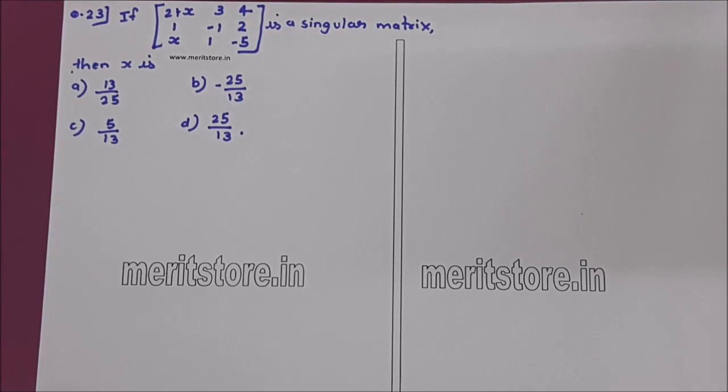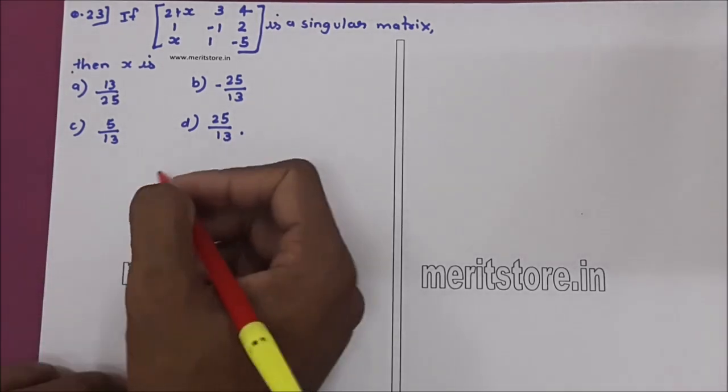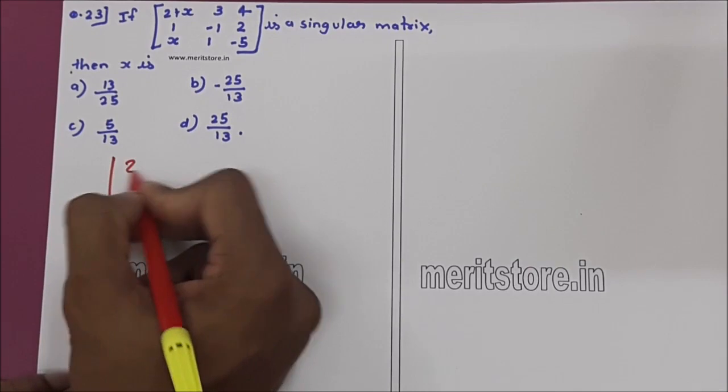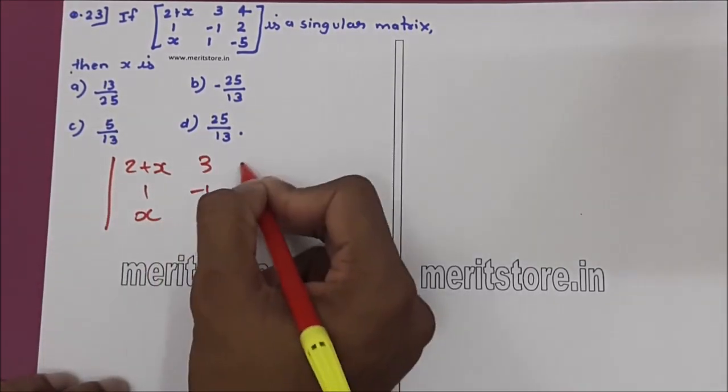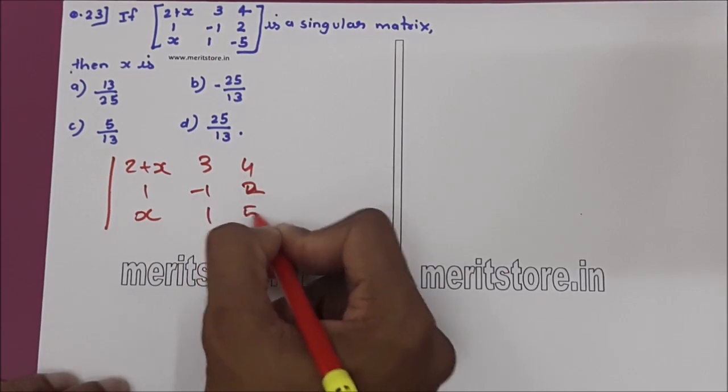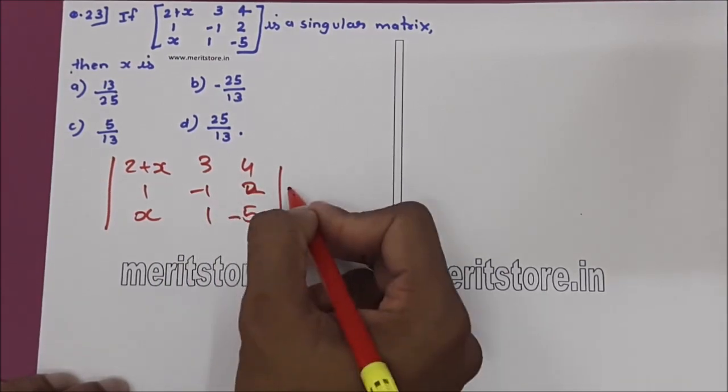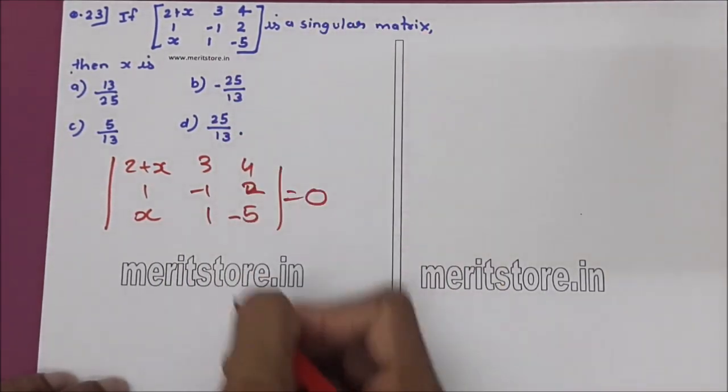Question 23. If the matrix with rows 2 plus x, 1, x; 3, minus 1, 1; 4, 2, minus 5 is a singular matrix, then x is? We have four options: A 13 by 25, B minus 25 by 13, C 5 by 13, and D 25 by 13. So we take the determinant of the matrix, equal to 0, which we know it is, since it is a singular matrix.